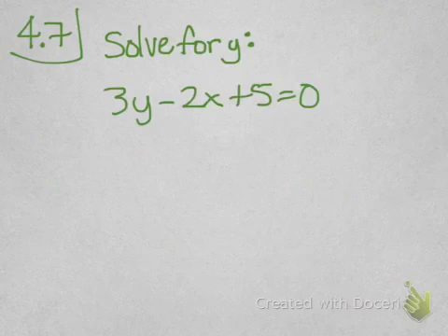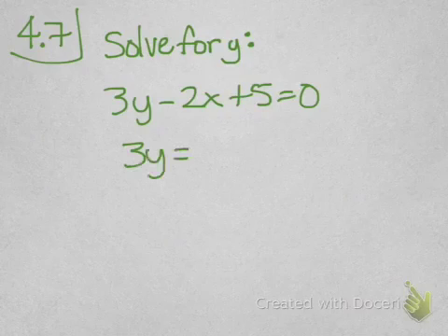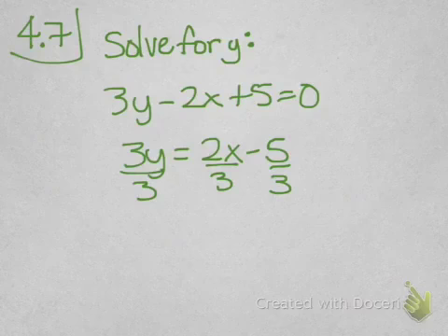Okay, solve for y. So we can use transposition to move those terms over. So 3y is going to be equal to 2x minus 5. And then divide everything by 3, so we get y equals 2/3 x minus 5/3.